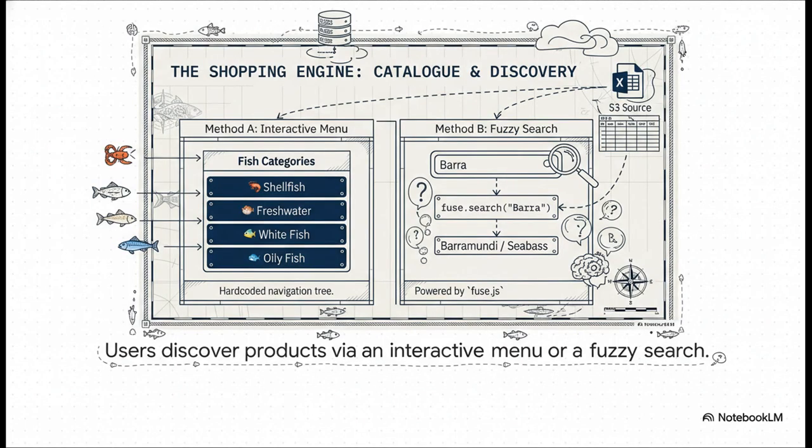So how do you actually find stuff to buy? Well, you've got 2 paths, and they're both beautifully simple. Path A is your classic interactive menu with buttons. Path B is a fuzzy text search. So if you type something like Bara, Fuse.js is smart enough to match it to Barramundi. And get this, the entire product catalog is just an Excel spreadsheet. Seriously, it's just sitting in an S3 bucket, which is super low tech, but incredibly effective and dead simple for the business owner to update.